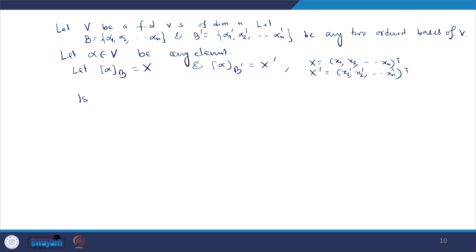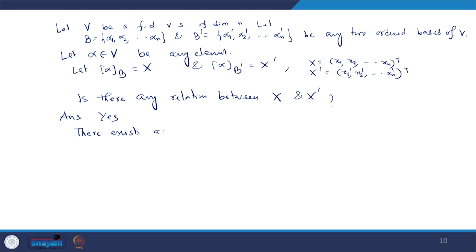Now, we want to know, is there any relation between capital X and capital X prime? That is the question. The answer is yes. What is that relation? There exists an invertible matrix P of order n cross n such that capital X is equal to P into capital X prime. Now, we have to prove this relation. I will do it in the next class.